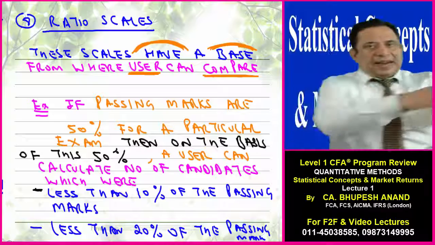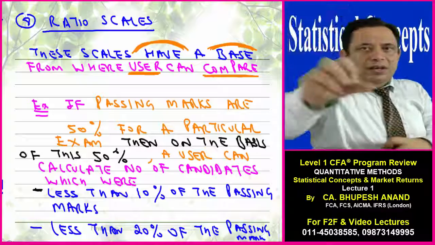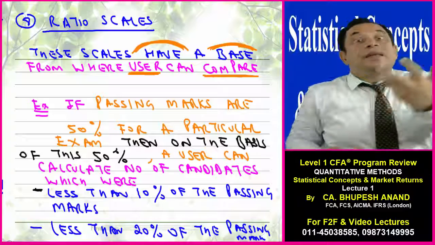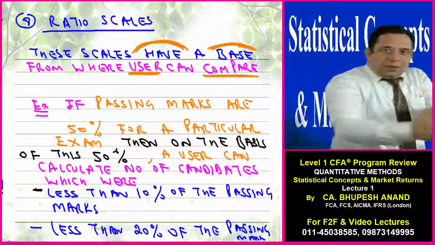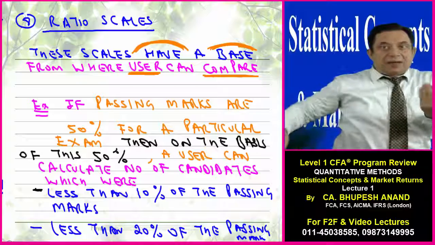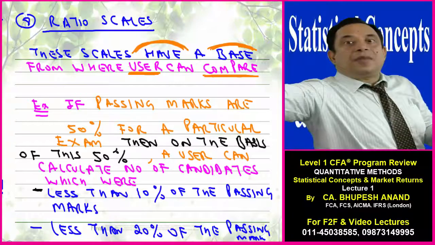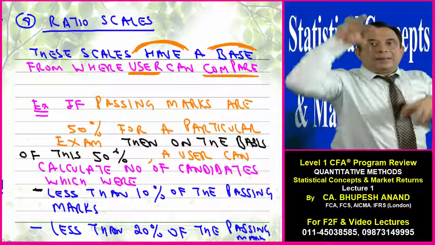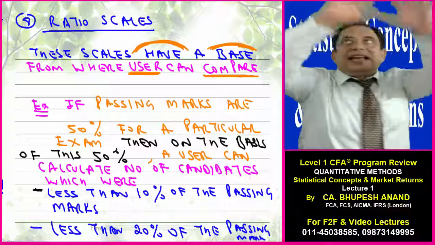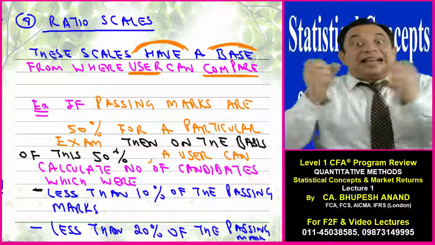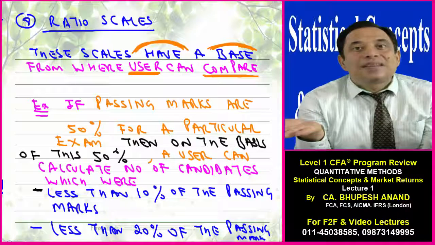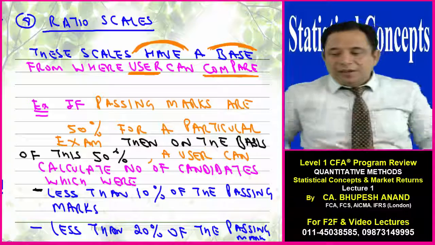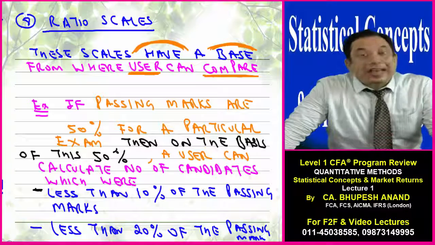Now I can see how many of 100 students cleared, and if they did not clear, how many are 10% less than the average marks, or 20% less, or 30% less, or more than 15% above the average. So with the help of a base, a center, I can form different categories, and that has more meaning compared to interval. So there are four scales: nominal, ordinal, interval, and ratio. Please write down: these scales have a base from where the user can compare.